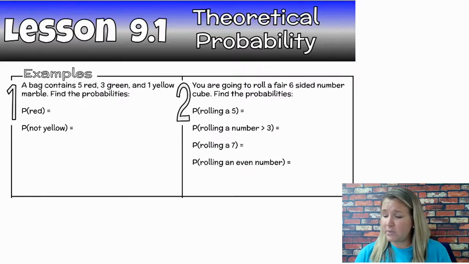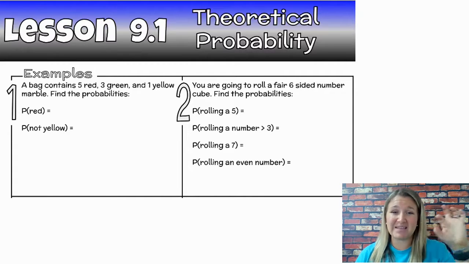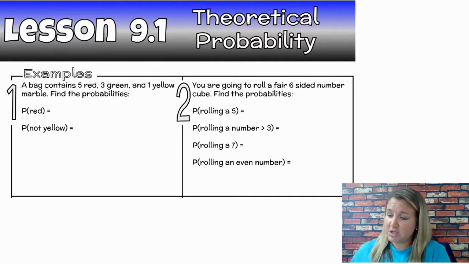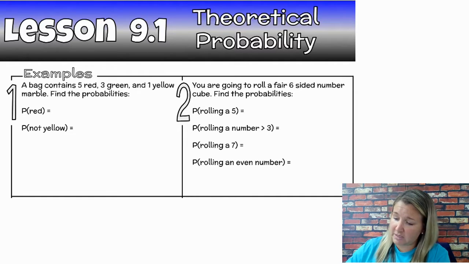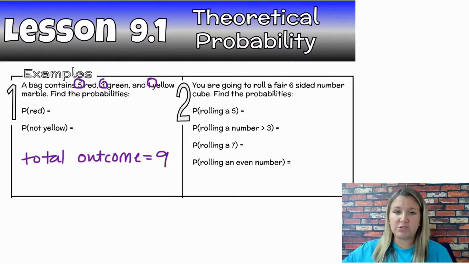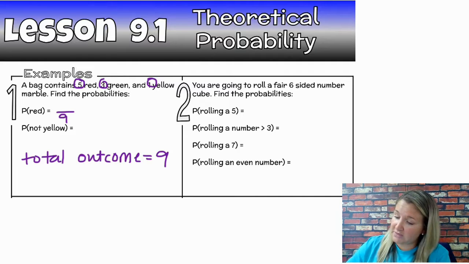Let's take a look here. We have a bag of marbles that has five red, three green, and one yellow, and we're going to find the probabilities. We're looking for the desired outcome divided by the total outcomes. The total number of outcomes is 5 plus 3 plus 1, which is 9. That's going to be my denominator. The probability that you have a red one, with 5 red as the desired outcome, is 5 ninths.